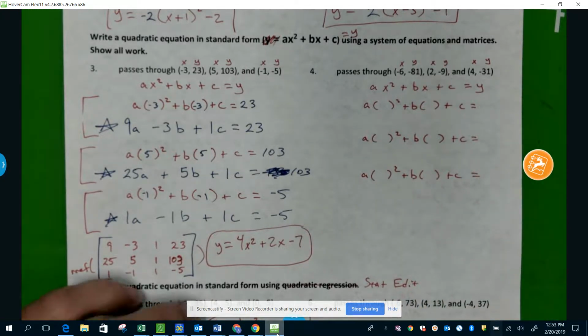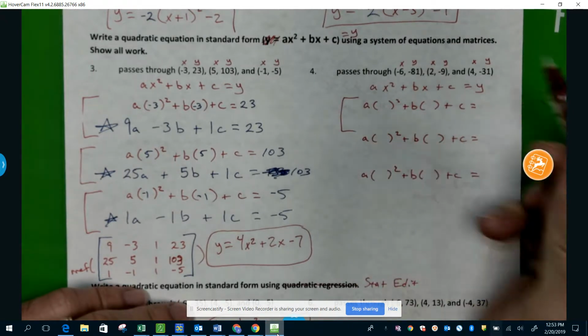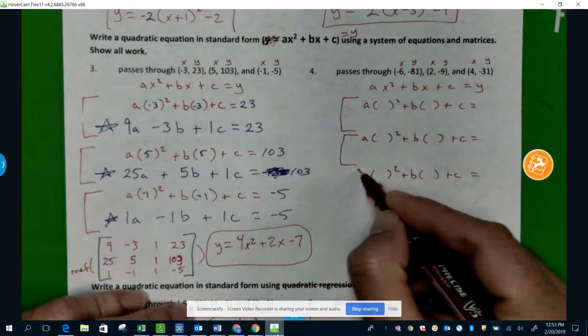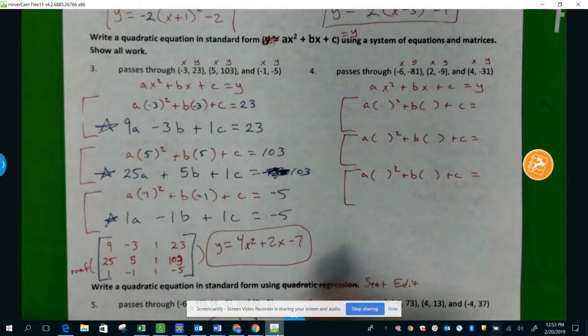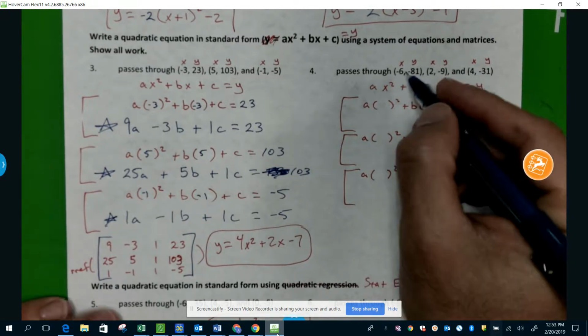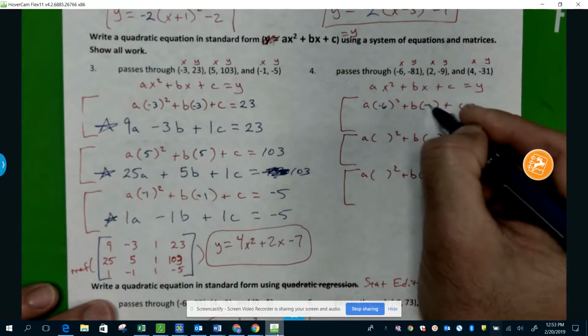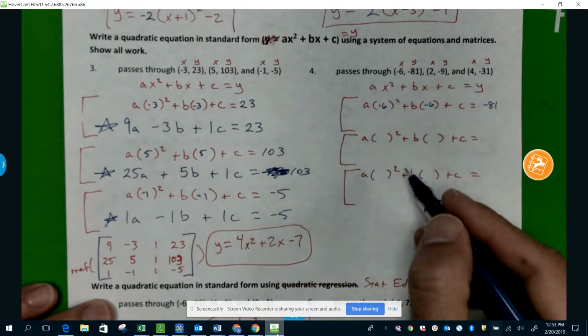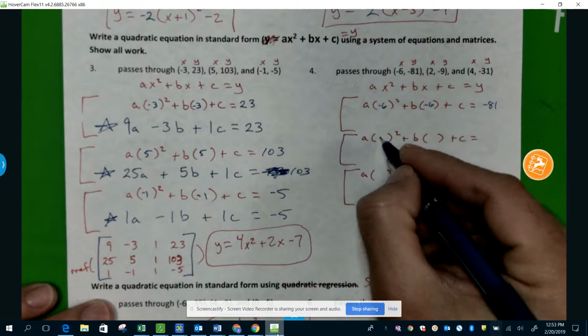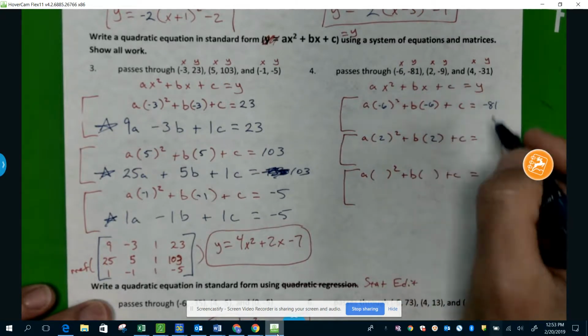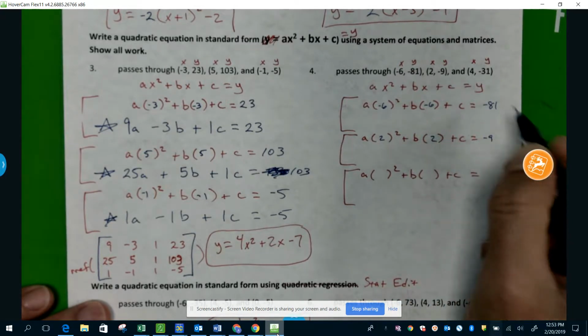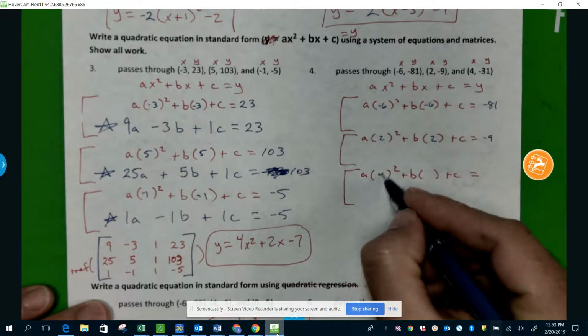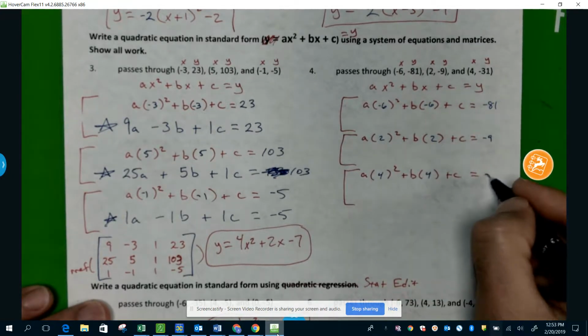So the first time I'm going to do it here, I got to do it 3 times. All right, so the first time I'm going to do it, I'm going to use the coordinate negative 6, negative 81. So my x values here are negative 6's, and my y value here at the end is a negative 81. The second time I do it, I'm going to go 2 for the x values, and the y there is going to be a negative 9. And the last time I do it, I have x values of 4, and the y is a negative 31.